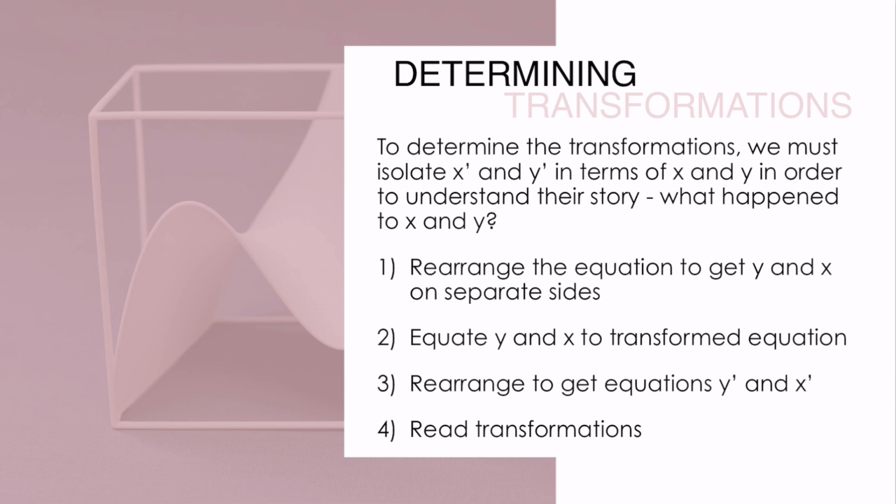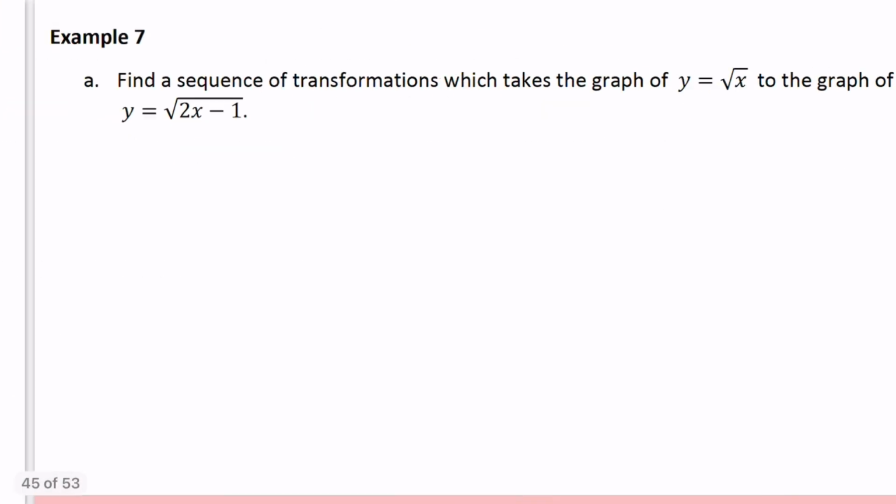So here are the 4 steps. First of all, you want to rearrange the equation to get x and y on separate sides. So everything pertaining to y, get it on one side, and everything pertaining to x, get it onto the other side. Then we want to equate the transformed equation to the original equation, so equate the y's together and the x's together. Then rearrange to get the equations in terms of y dash and x dash so that we can understand what happened to x and y. And that's going to help us to read the transformations.